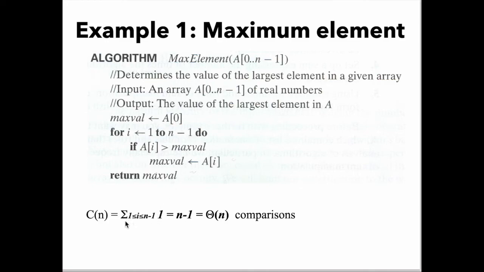So our summation is the sum of all calls for this operation, where the count is 1, and then I ranging from 1 to n minus 1. If we try to simplify this expression, this is just equal to n minus 1, or it is in theta of n comparisons.